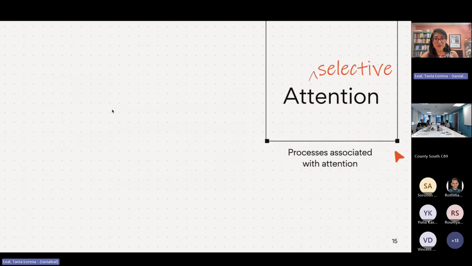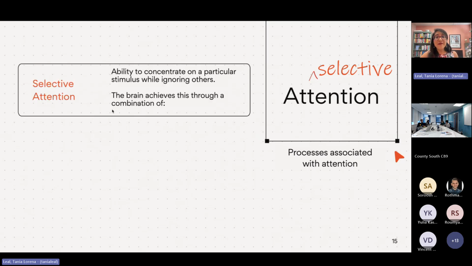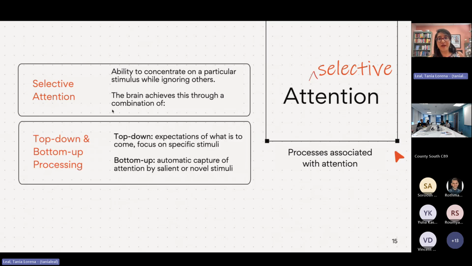So when we talk about attention, we're really talking about selective attention, our ability to concentrate on one thing while tuning out everything else. And the brain can manage this through a balance of two processes. And you know this well, top-down attention driven by our expectations and goals. And this is where discourse comes in, right? This is what lets us focus on what's relevant or predicted.